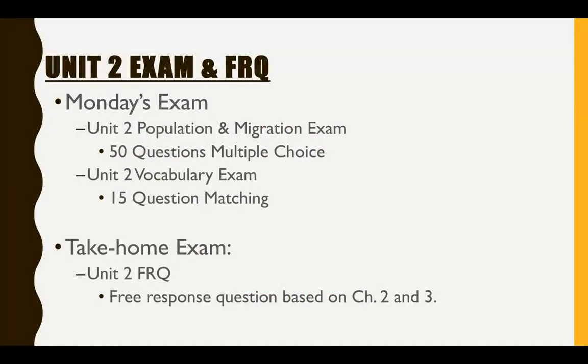It has two parts. You're going to be looking at the 50-question multiple choice section, which is the population and migration, the main part of it, which will be its own exam. And then there will also be another exam that you'll have to do that day as well, which is just a 15-question matching section. Both of those obviously will work towards your summative score, and you'll be working on both of those Monday during your class time, right? Whether you're here or you're at home.